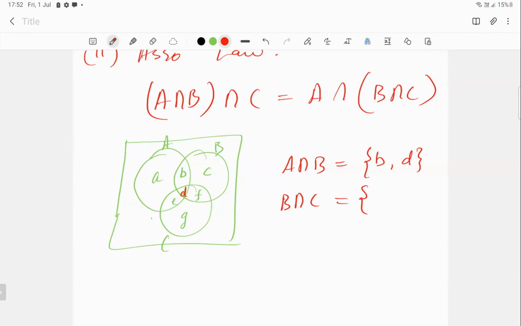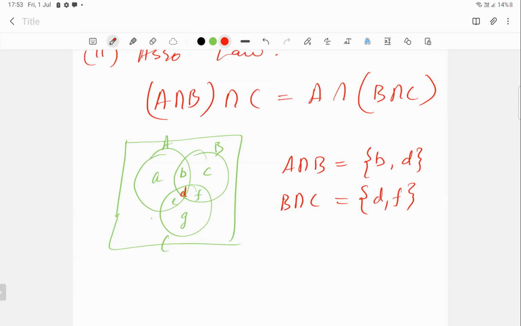B intersection C, right? So only D and F are there. D and F. Fine. Any problem? So far, everything is good. Okay. Now, if you take this A intersection B, that means this part, intersection with which set? C. Now, if you take intersection with C, what do you have?